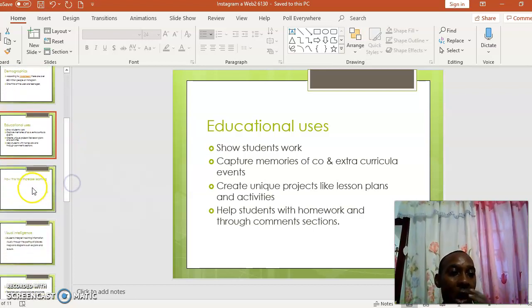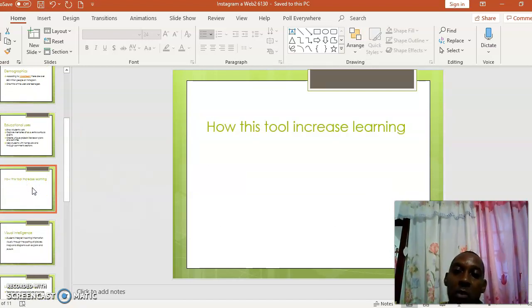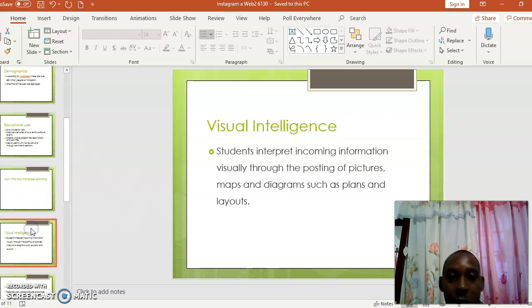Now, what are some ways this tool increases learning? The first one I want to look at is visual intelligence. Students can interpret incoming information visually through the posting of pictures, maps, and diagrams such as plans and layouts. And of course, this caters to the visual learner.